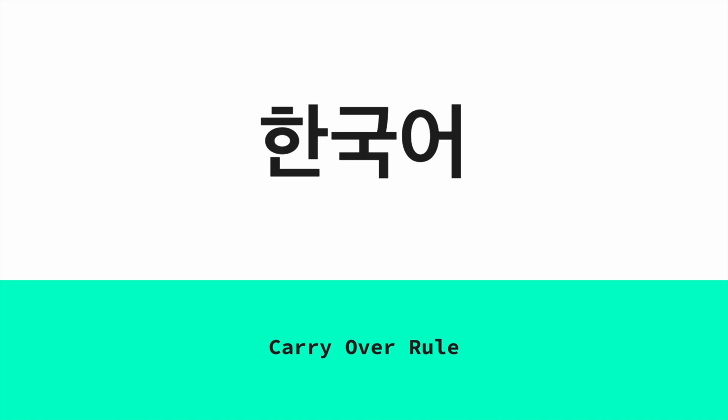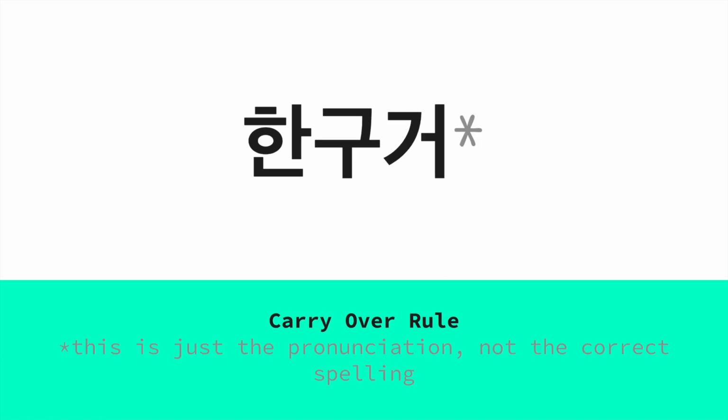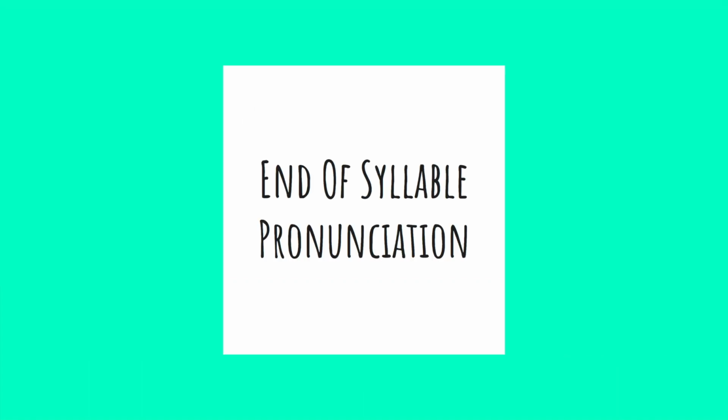The carryover rule is when a pachim, or final consonant, is followed by an iung, or empty consonant, in the next syllable. The syllables are pronounced as if the pachim, or final consonant, is moved over to replace the iung, or empty consonant. An example we have here is a final consonant followed by an empty consonant, and the final consonant is moved over to replace the empty consonant. So it would sound like 한국어.